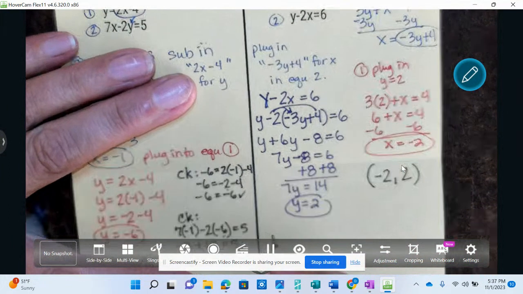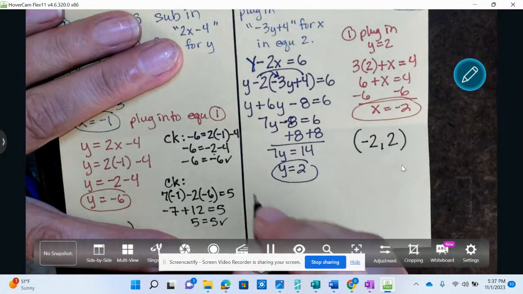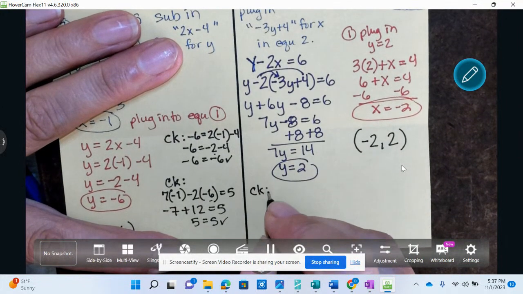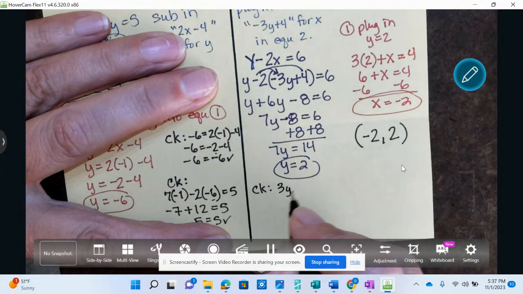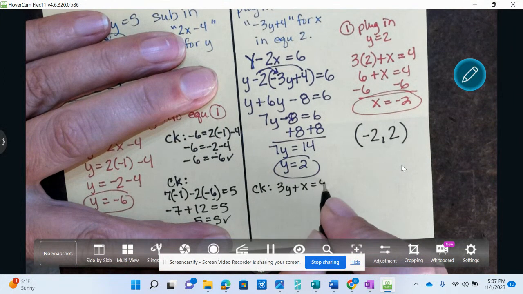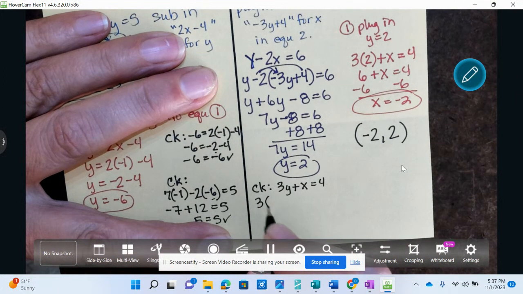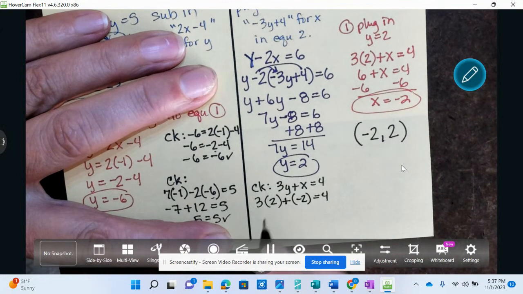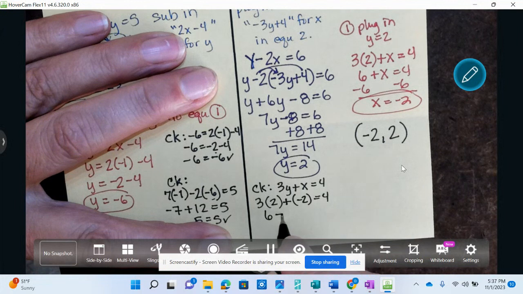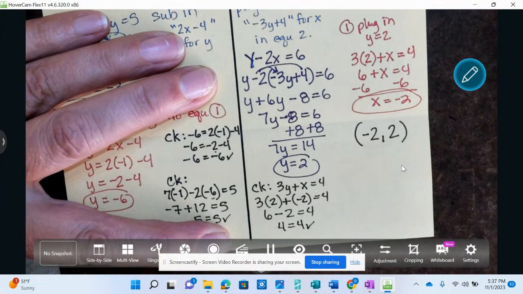Now I still have to do the checks. So let's see. For the first one, 3y plus x equals 4. Well, 3 times 2, y is 2, plus x, which is a negative 2, equals 4. 3 times 2 is 6, minus 2 equals 4, and 6 minus 2 does in fact equal 4.